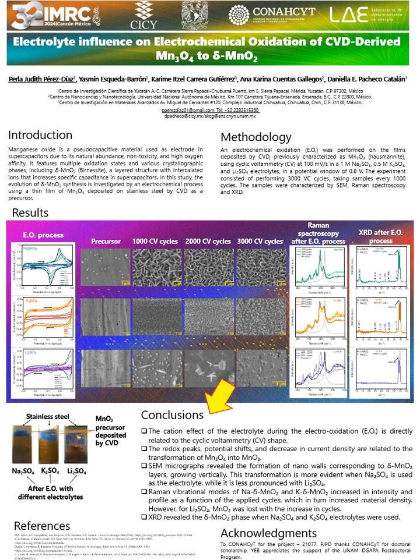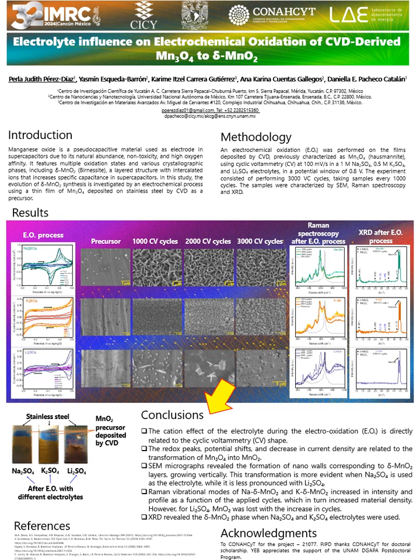So, as conclusions, first, we discovered that the type of cation in the electrolyte significantly influences the shape of the cyclic voltammetry curves during electrooxidation. This indicates a strong cation effect. Second, we observe that the transformation from Hausmannite to birnessite is evidenced by specific redox peaks, shifts in potential, and the increase in current density.